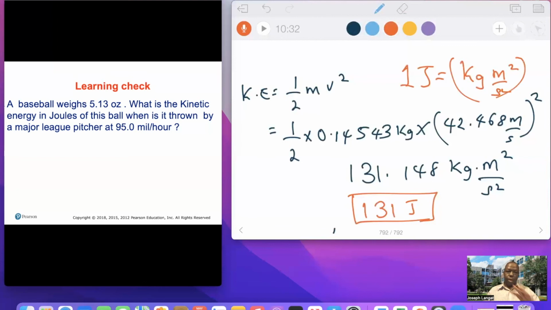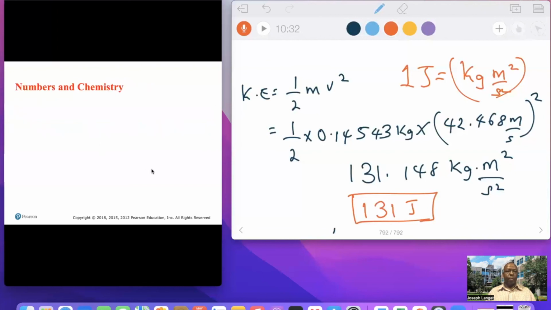So remember, there will be some other units other than 5.13 ounces. It could be in pounds. How do you change from pounds to kilogram? Maybe milligram. You need to look at those other units used in measurement. The speed also could be in other units other than miles per hour. You need to be able to do dimensional analysis, plug it in the equation, and you have yourself the kinetic energy for any given object.